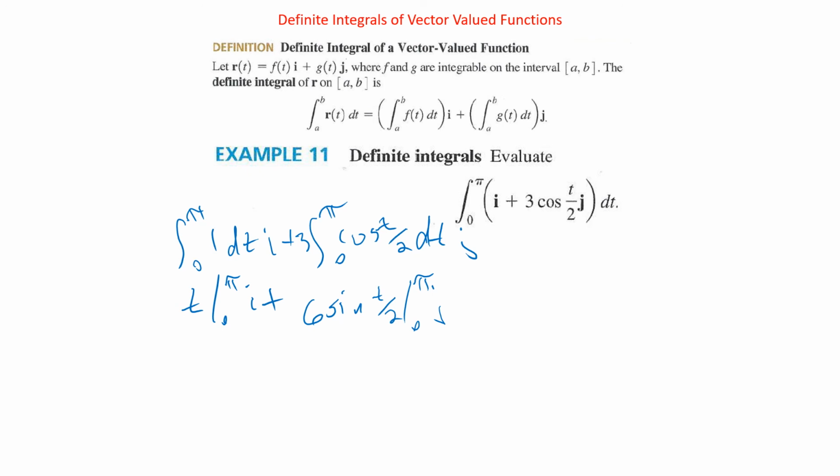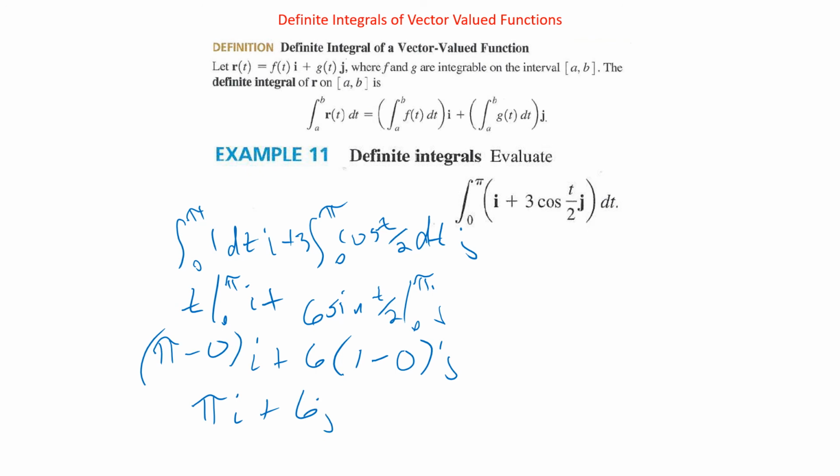And then we need to plug in our values. We plug in the first one, we have pi minus 0 times i, plus we'll have 6 times, plug it in, sine of pi over 2, that's 1, minus sine of 0 is 0, times j. So pi minus 0, that's just going to be pi i, plus 1 minus 0 is 1 times 6 is 6j. So we have pi i plus 6j.